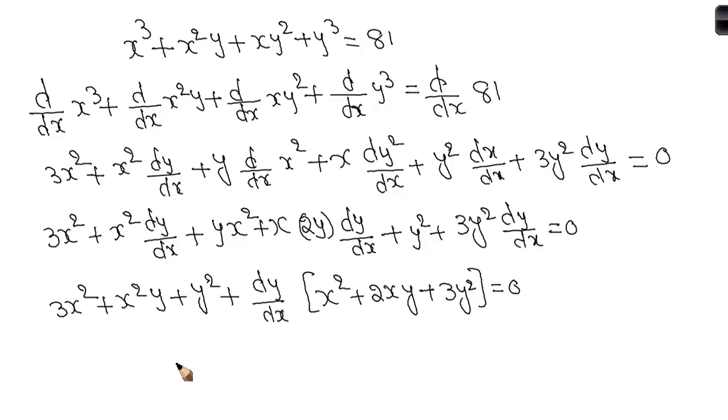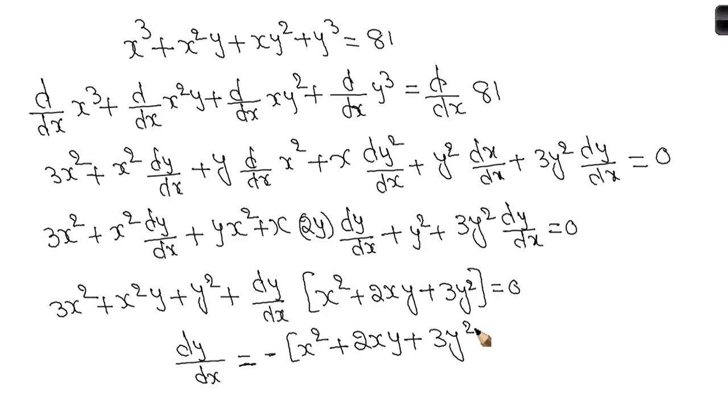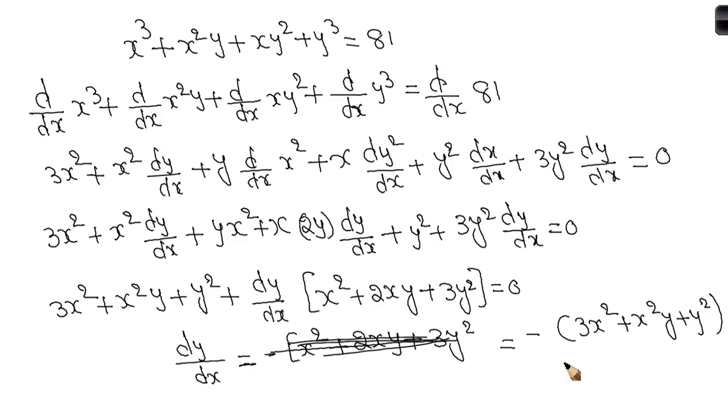Therefore, dy by dx would be minus of (3x square plus 2xy plus y square) upon (x square plus 2xy plus 3y square). I just need to write the terms in reverse order. Hope you are there. Sorry, this step.